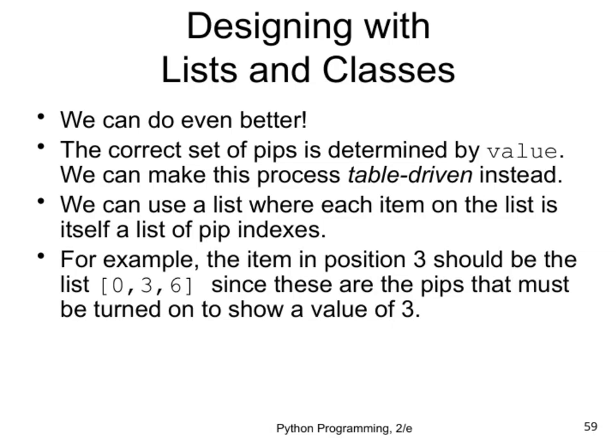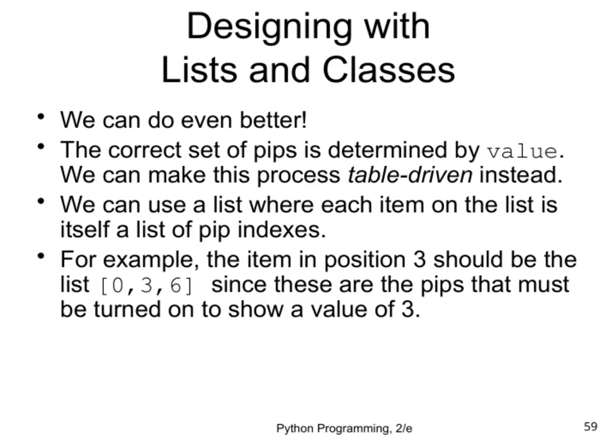We can do even better. The correct set of pips is determined by value. We can make this process table-driven instead. Instead of hard-coding each pattern, we can use a list where each item is itself a list of pip indexes. For example, the item in position 3 should be the list 0, 3, 6, since these are the pips that need to be turned on to show a value of 3.